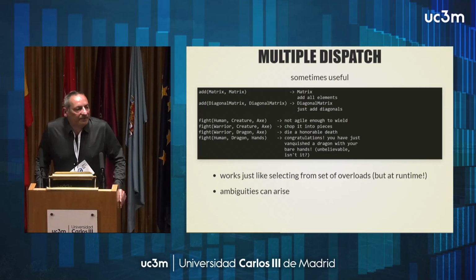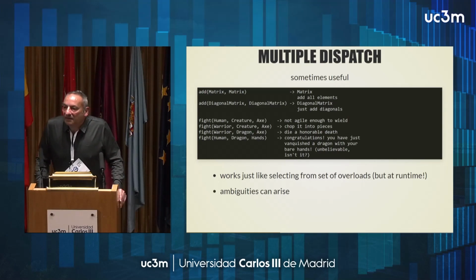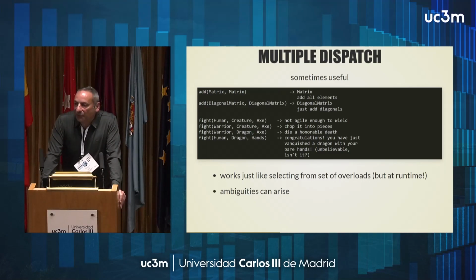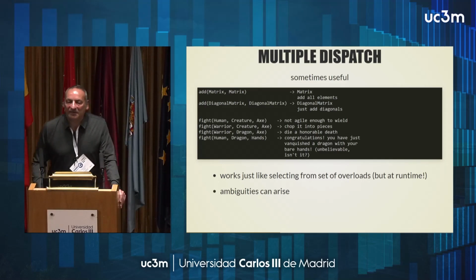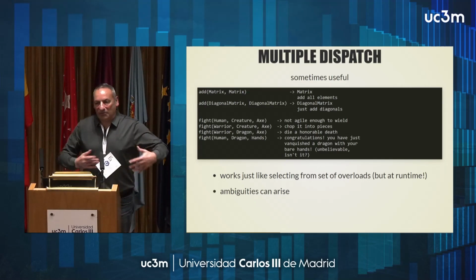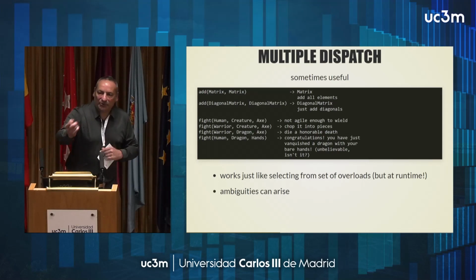I'm often asked at this point, can you have more than one virtual argument? So the answer is yes. It is sometimes useful. For example, when you add 2 matrices, you want to pick the right algorithm depending on whether it's just a plain matrix or if it's 2 diagonal matrices. And in normal C++, we do this by using 2 virtual function calls. I call you, you call me back.